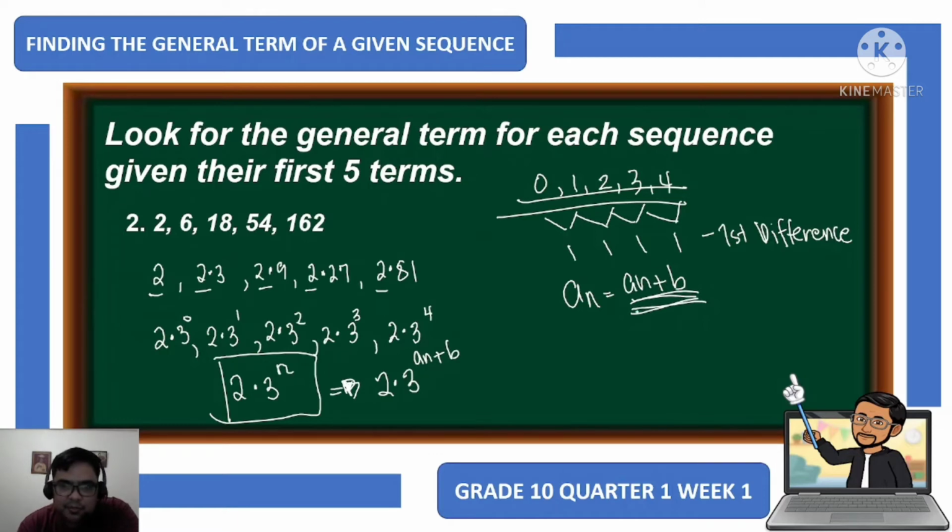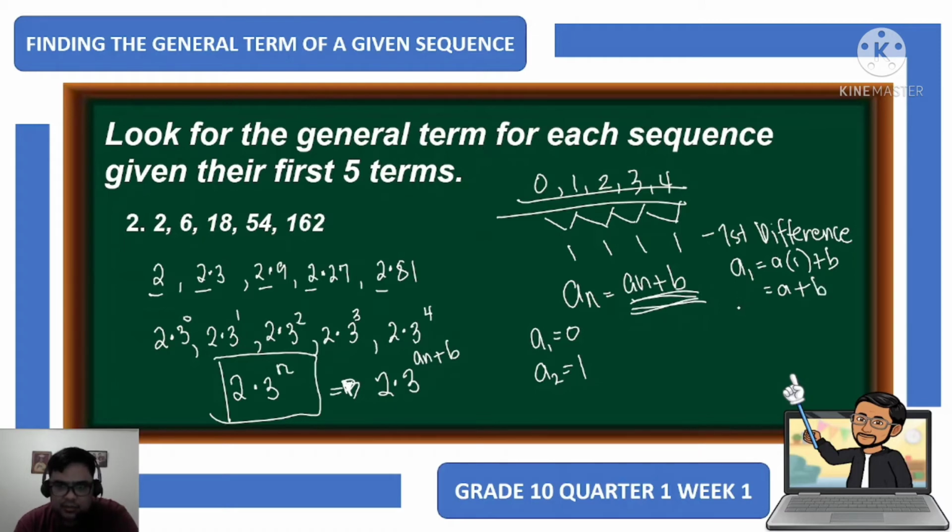Since ito yung exponent. Okay? So, hanapin lang natin yung a, hanapin lang natin yung b. So, again, paano nahanap natin si a tsaka si b? Let a sub 1 be equal to 0, a sub 2 be equal to 1. Again, substitute natin dito. So, a sub 1 is equal to a times 1 plus b. So, that would be a plus b.